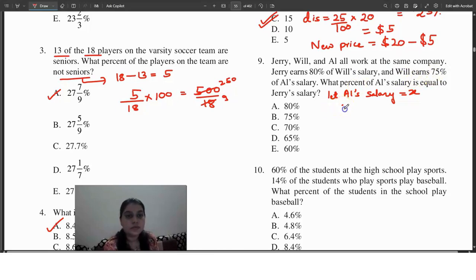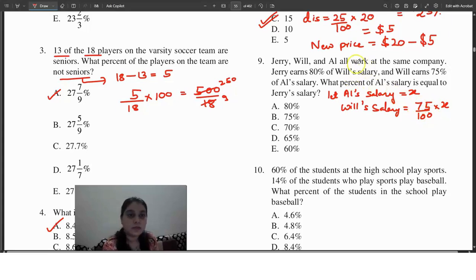Now W earns 75% of A's salary. So W's salary will be 75% of A's salary, so 75% of X. Okay, we'll leave it in this form only because 100 is easier to divide later.